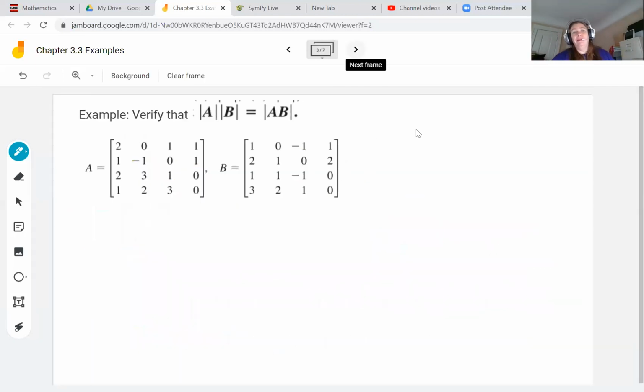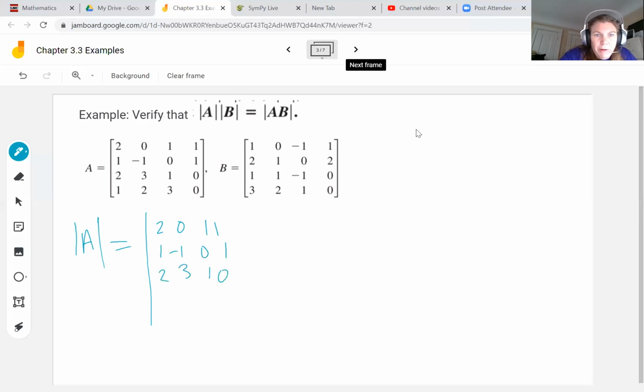All right, so let's do an example here. Let's verify that the determinant of matrix A times the determinant of matrix B is the same thing as the determinant of the product AB. So we've got a lot of calculations to do here. Let's start with the determinant of A. The determinant of A is going to be the determinant of this matrix here. I'm just copying down the values from matrix A.